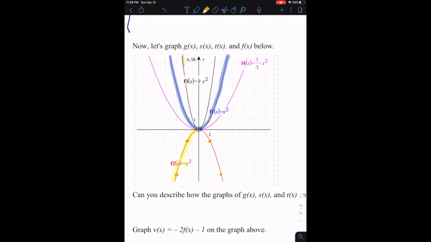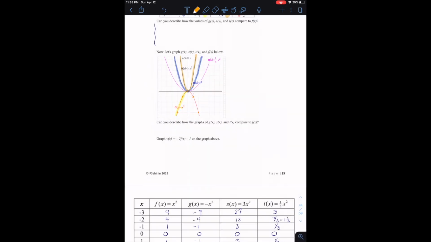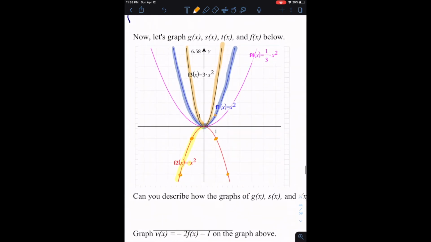The next one we did was 3x squared. Notice here that instead of 1, 1, we now have a 1, 3. Instead of having a 2, 4, we have a 2 way over there. It's going to be a 12. Same thing here. So what we've done is we have stretched that distance 3 times. Every distance of 1 is now a distance of 3.